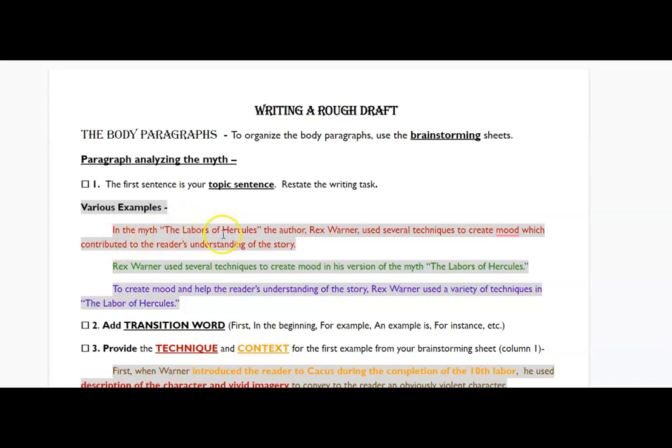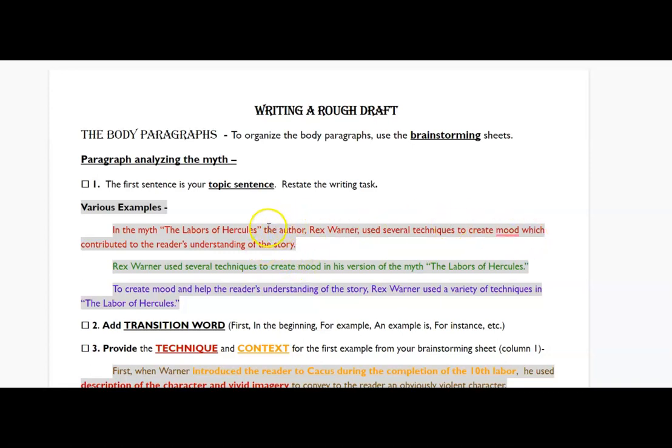So what you need to include is the title of the text, the author's name, and what you're actually going to write about. So that would be: in the myth, The Labors of Hercules, the author, Rex Warner, used several techniques to create mood, which contributed to the reader's understanding of the story. So this was a two-part question, so I made sure I had both parts in my topic sentence.